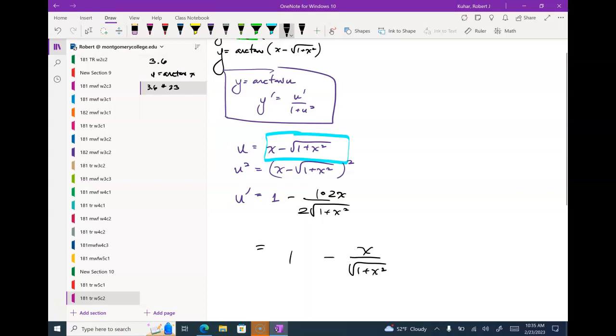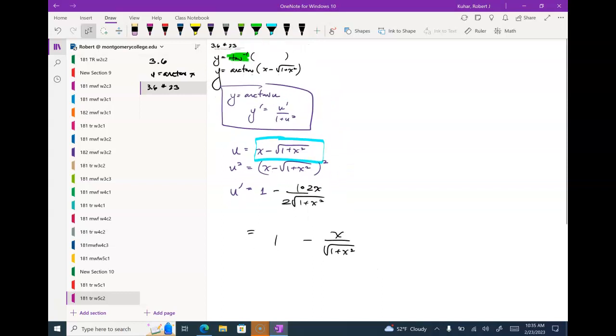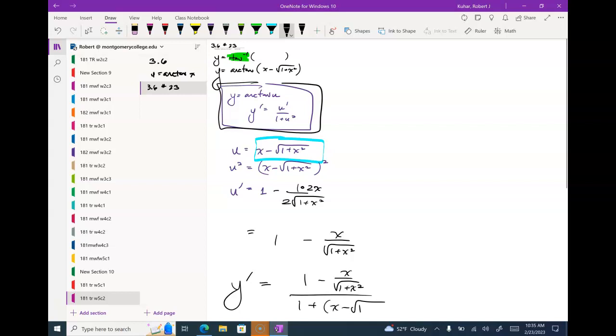And I don't know if I really want to do anything else with that yet. Remember my theme was, do I have more than one fraction here? Yes. So when that's the case, you want to get only one fraction, but let me wait and see what happens. All right, now I'm plugging in. So y prime, from my purple box, I need u prime upstairs over 1 plus u squared. So 1 plus x minus square root of 1 plus x squared quantity squared.